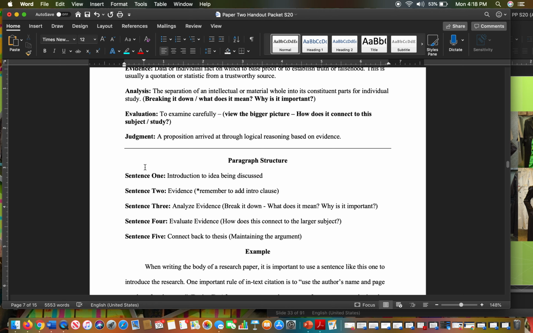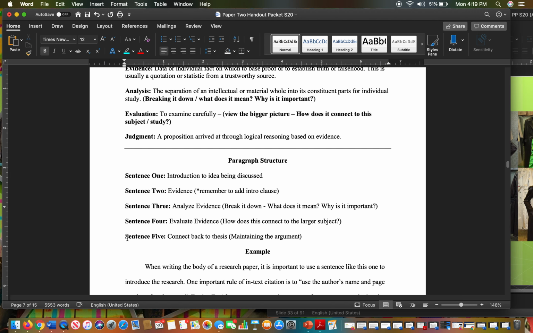So when you turn in your drafts this week, the 1.5-page drafts, here's what I need to see. I need to see, one, that you're getting information from scholarly works, okay? Two, that you're able to use the paragraph structure and a basic citation, right? That you're introducing your idea, you're adding evidence with an intro clause, you analyze the evidence, break it down. What does it mean? Why is it important? Evaluate that evidence. How does it connect to the larger subject? And that you connect back to your thesis or maintain the argument. Okay. So I need to see that you do all that.